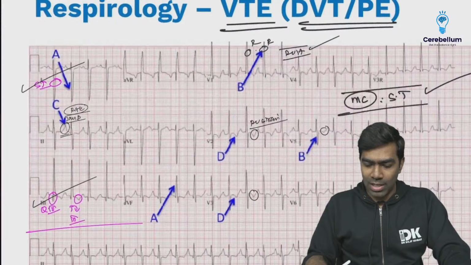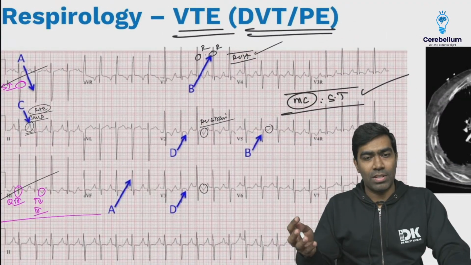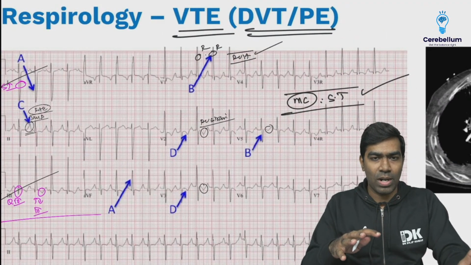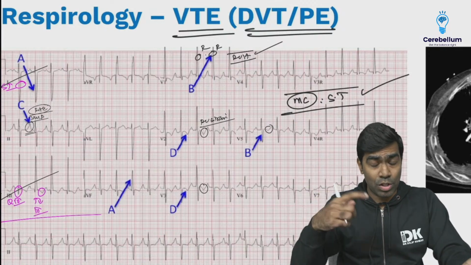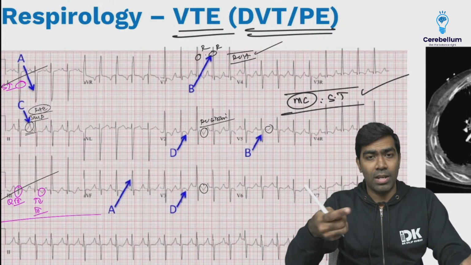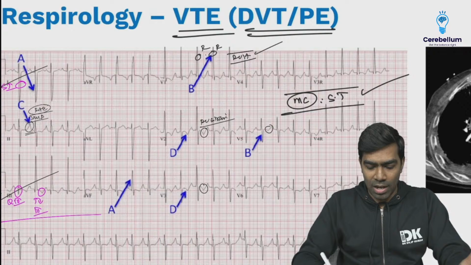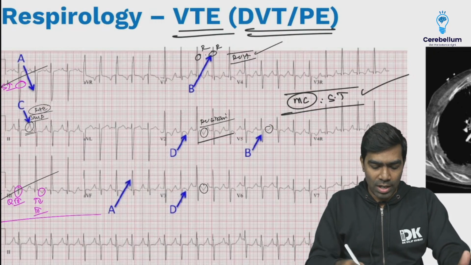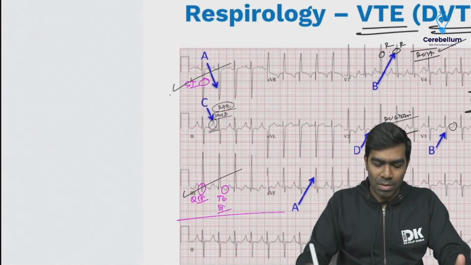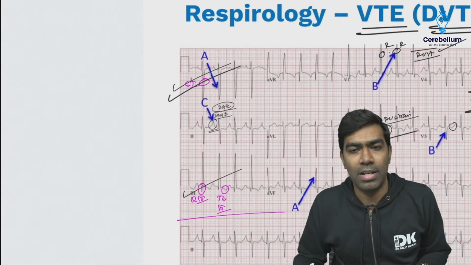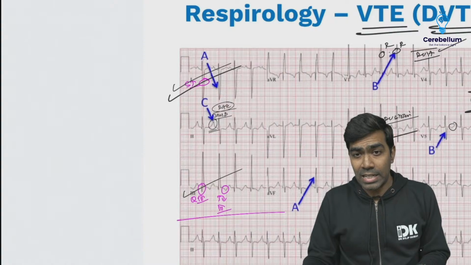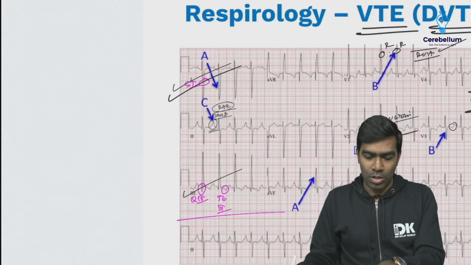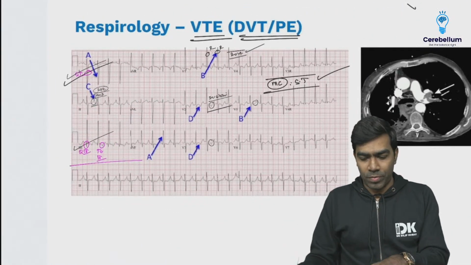So what are the changes? You're going to see sinus tachycardia, tall R waves in V1, and tall P waves in lead 2, P pulmonale, due to right atrial enlargement, and RV strain evidenced by T wave inversions in V1, V2, V3, V4 and so on. And you're going to see the classic hallmark S1Q3T3 pattern. Again, I'm telling you it is neither sensitive nor specific for pulmonary embolism. Okay, this is for venous thromboembolism.